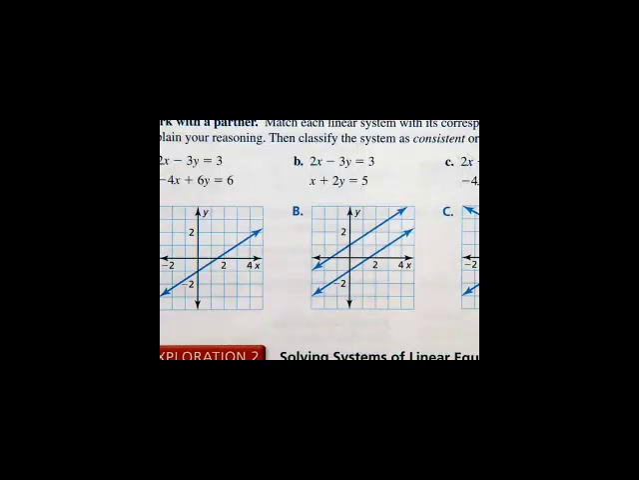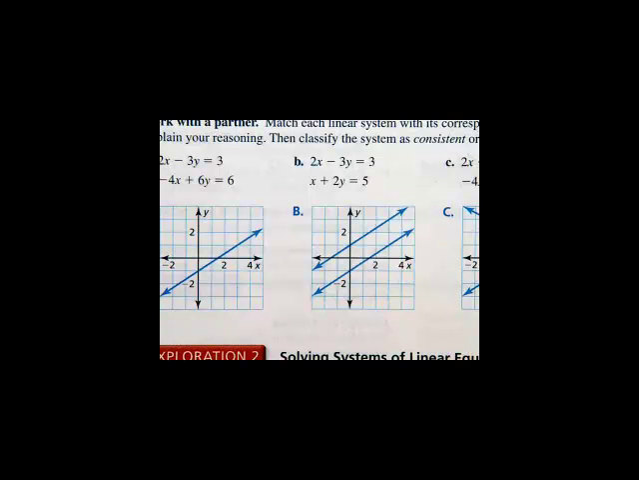So if you want to check for a y-intercept, all you've got to do is cover up the x part of that equation. So negative 3y equals 3. If negative 3y equals 3, what's the y-intercept for that? Careful. Negative 1. So that 2x minus 3y equals 3 should be a line that has a y-intercept of negative 1. Do you see any lines in here that have y-intercepts of negative 1?